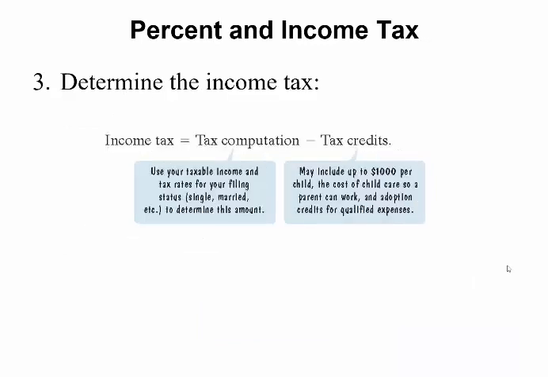All right, so then the way you determine your income tax is you take your tax computation, which we'll do. We'll use taxable income and tax rates for your filing status to determine this amount. We will do that for somebody, and you subtract away what we call any tax credits. This may include up to $1,000 per child, the cost of childcare so that a parent can work, and other things like adoption credits for qualified expenses.